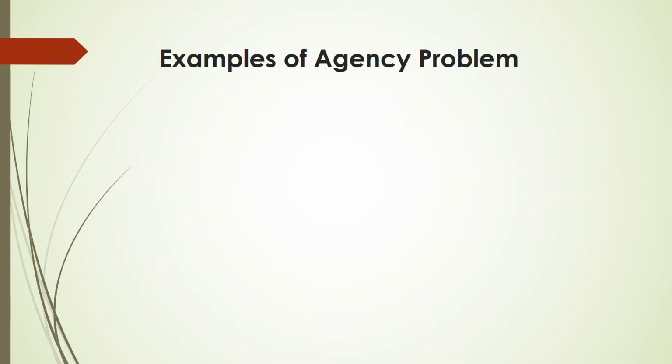Next, these are some examples of agency problems, which you don't have to know in detail, but at least understand briefly. Number one, remuneration.